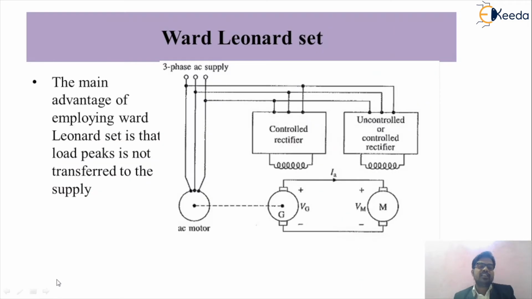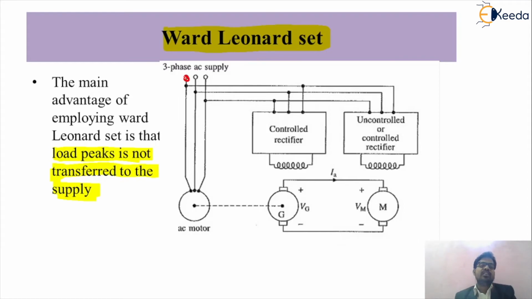Now we have to understand the next concept of DC drives control, which is called the Ward-Leonard control. I think we have understood the detailed concept of the Ward-Leonard system, because the main advantage of this system is that load peaks are not transferred to the supply. By means of this particular system, the load peaks are not transferred to the supply. That's why we prefer this Ward-Leonard set system for the steel rolling mill. This Ward-Leonard speed control system is preferred for speed control both below the base speed and above the base speed.